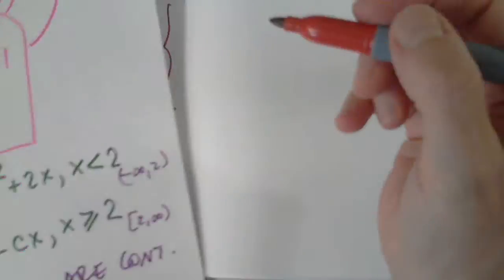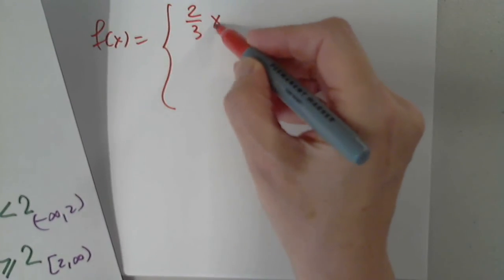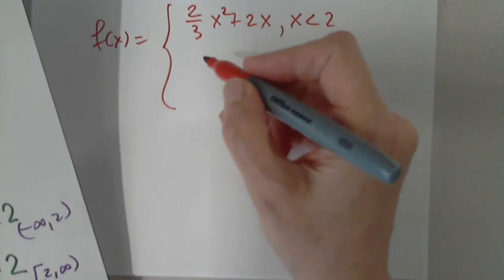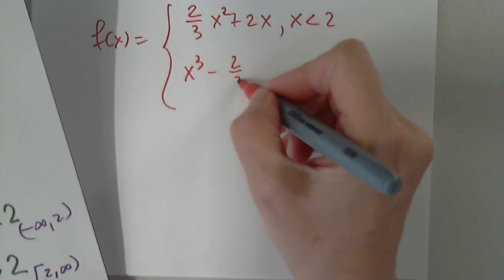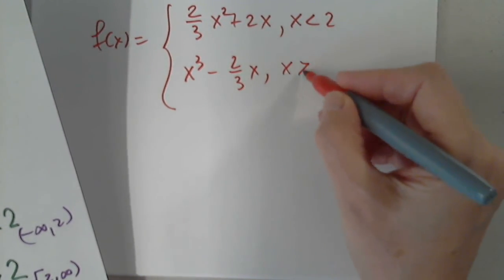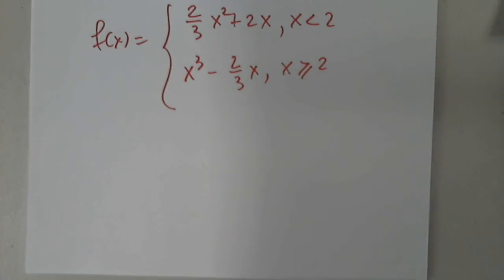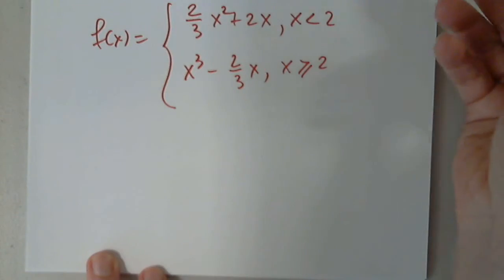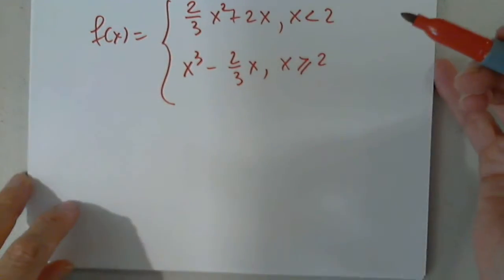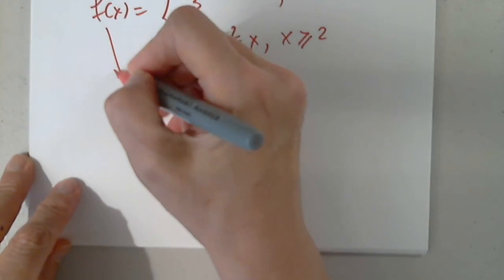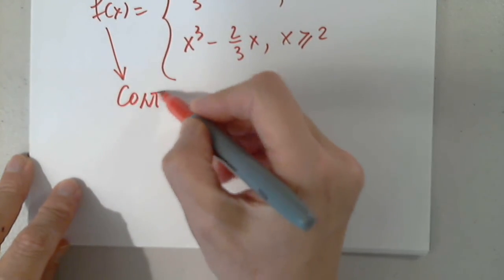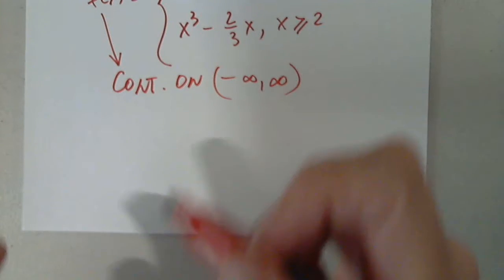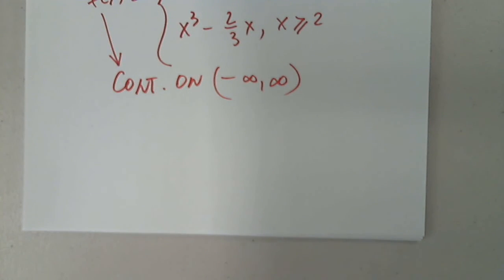And I will plug in 2/3. 2/3 x squared plus 2x for x less than 2, and x cubed minus 2/3 x for x greater than or equal to 2, guaranteed. We made it happen by setting the left, the right, and the function value equal to each other. And we say that now this function is continuous, guaranteed, on negative infinity to infinity. Great job.